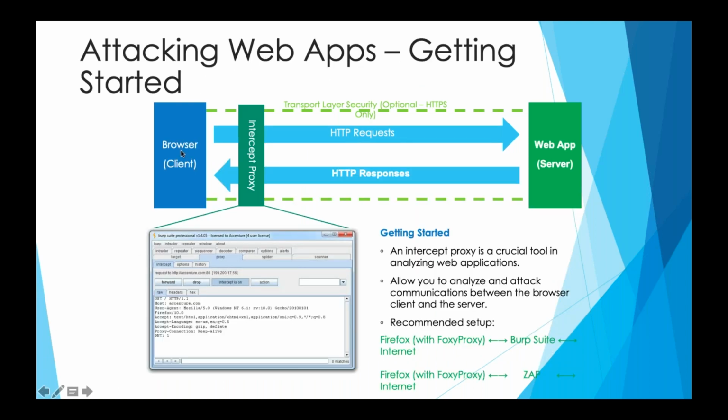Now, this is the browser, this is the server. How would you see what's happening in the middle? How do you see where exactly the response is coming from and how I'm sending the request? So if you see here, this is the proxy that is intercepting the request and sending the request to the server.